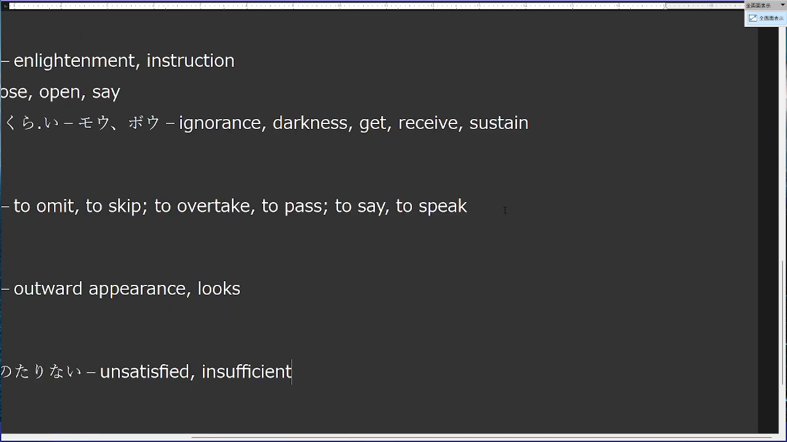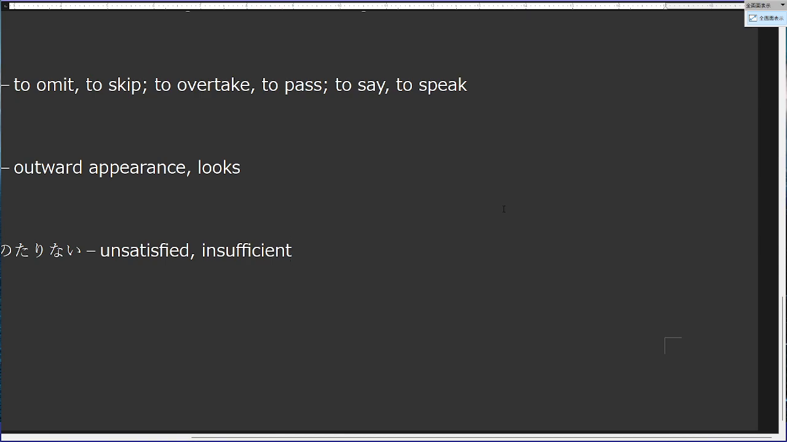An enlightenment or instruction is, let's see, keimo. Kei on the left side for the door being struck open for a disclosure, and mo on the right side with darkness or ignorance with our grass-covered mound. Keimo is instruction out of darkness or out of ignorance. To omit, to skip, or to overtake, or to say or speak, which is going to be very hard to remember, is nukasu. Nukasu from our kanji for extracting. Nukasu.